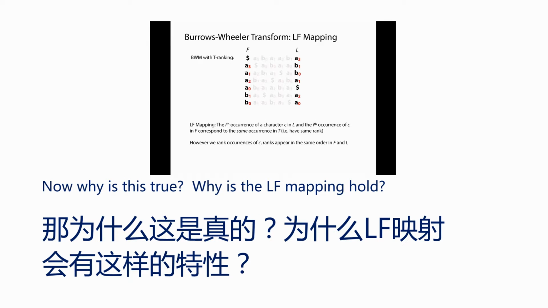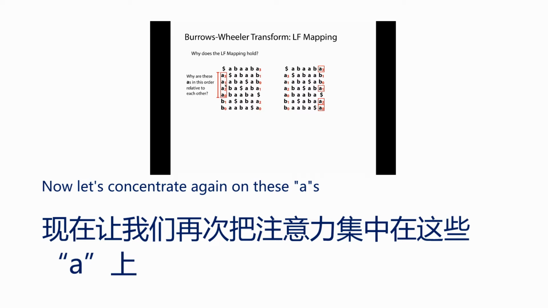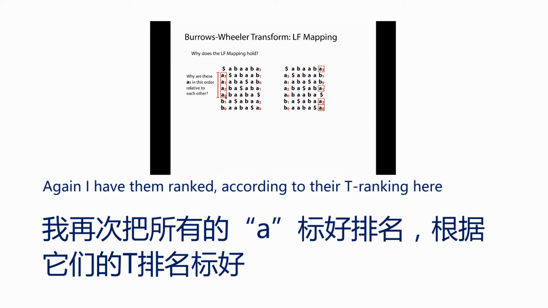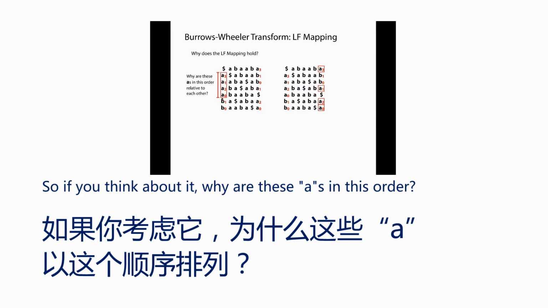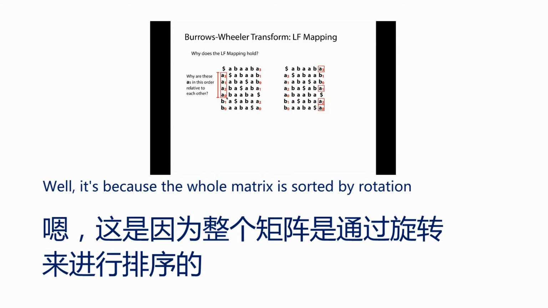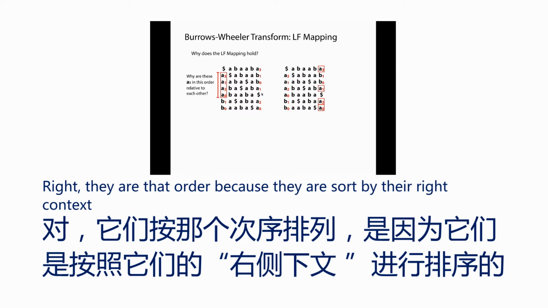Now, why is this true? Why does the LF mapping hold? It's not too hard to see. So let's concentrate again on these A's right here in the first column. And again, I have them ranked according to their T ranking here. So if you think about it, why are these A's in this particular relative order? Well, it's because the whole matrix is sorted by rotation, which means that these A's appear in that order because of the relative order of their right contexts over here. Right? They're in that order because they're sorted by their right context.